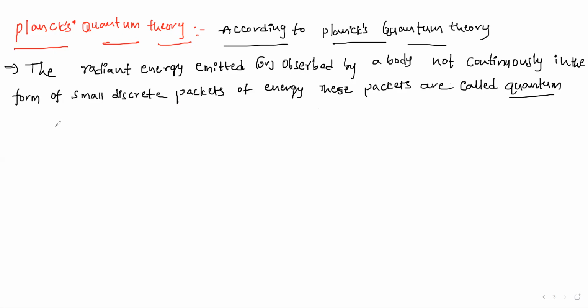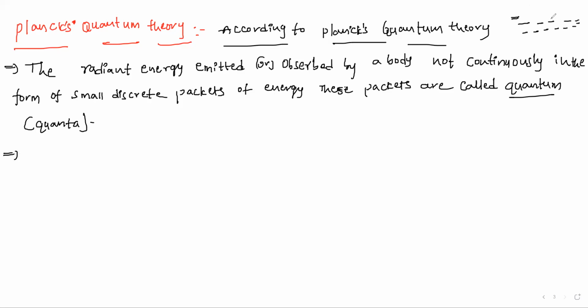Some books may give quanta. Both are the same only. These packets are called quantum or quanta. That means, what did you understand from the statement? The radiant energy emitted or absorbed by the body is not continuous, it is in the form of small discrete packets. That is, in the form of packets. These packets are called quanta.